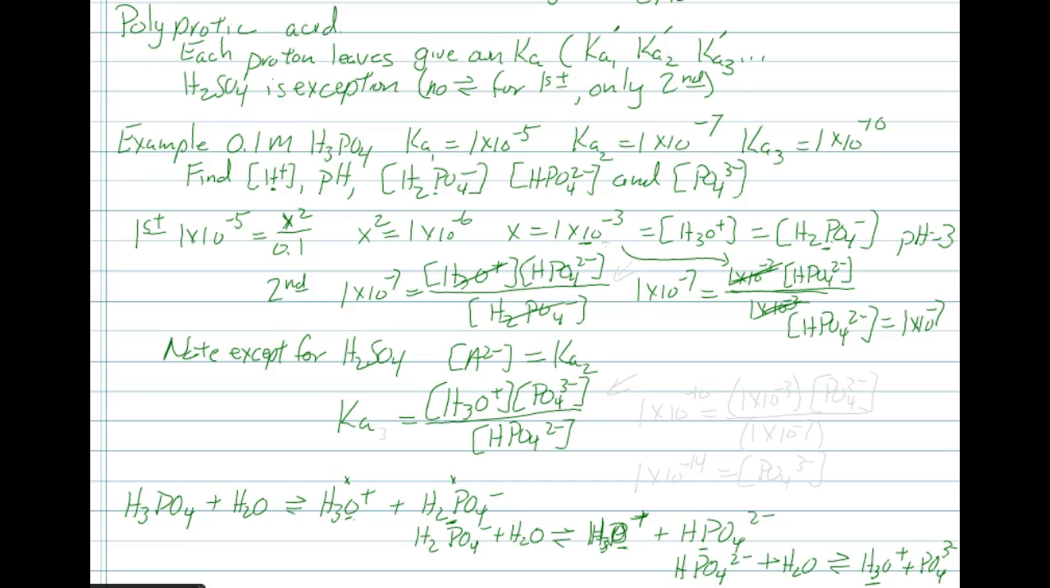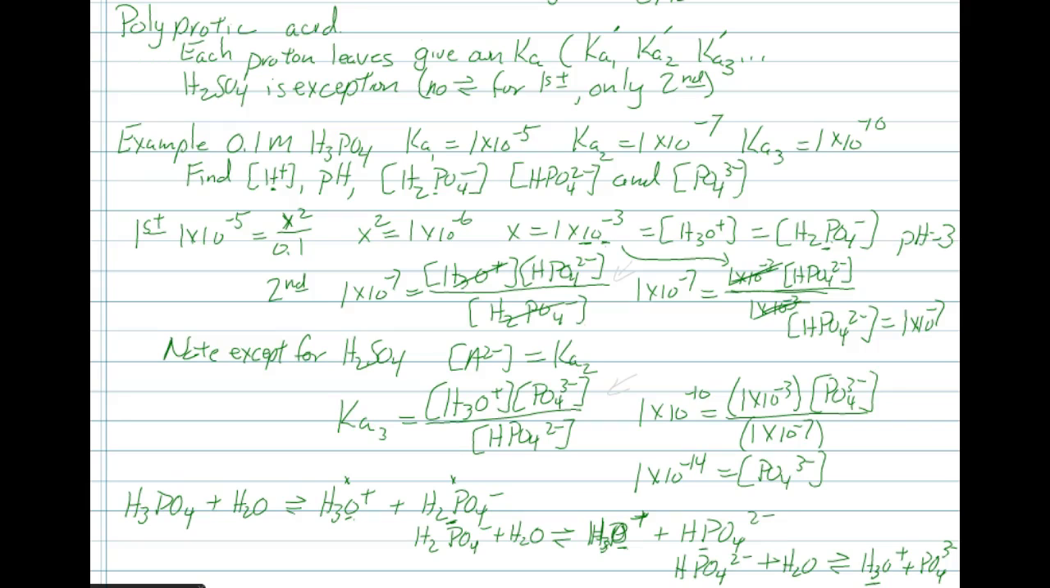Now when we plug those numbers in, they're all different, and you actually got to pull out the calculator. 1 times 10 to the negative 10 is Ka3, equals 1 times 10 to the negative 3, which is from up here, times the phosphate over 1 times 10 to the negative 7. Cross multiply, solve. 1 times 10 to the negative 14th equals the phosphate ion concentration.